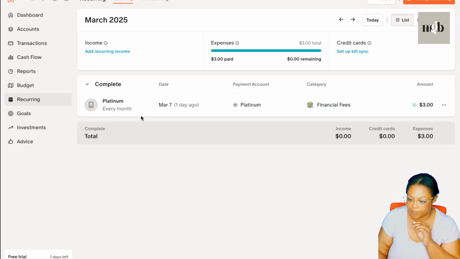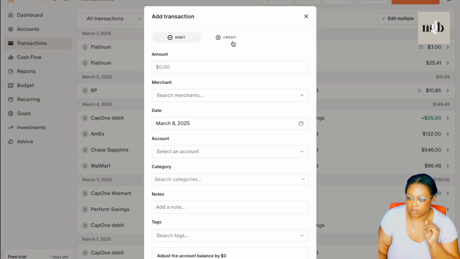Okay, here we go. So every month, my Platinum card. Okay, so this was the last one that was marked completed. Oh, damn, I didn't even tell you that. Okay. Financial fees, $3. And of my recurring fees, $3 total I have set up, and I paid $3 in March, so I have 0 remaining. I can do the same thing with this.